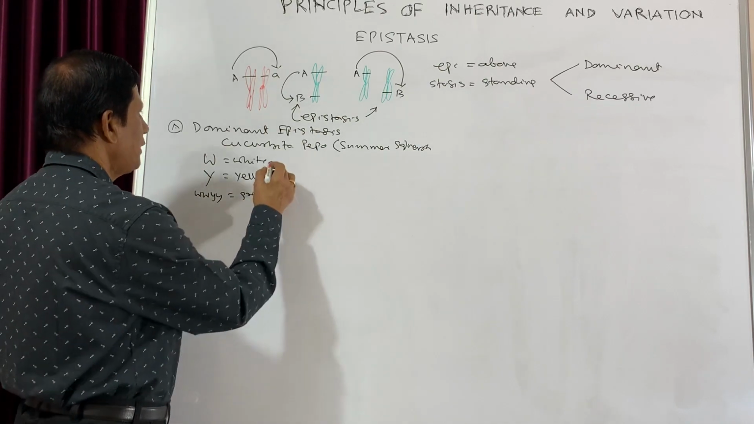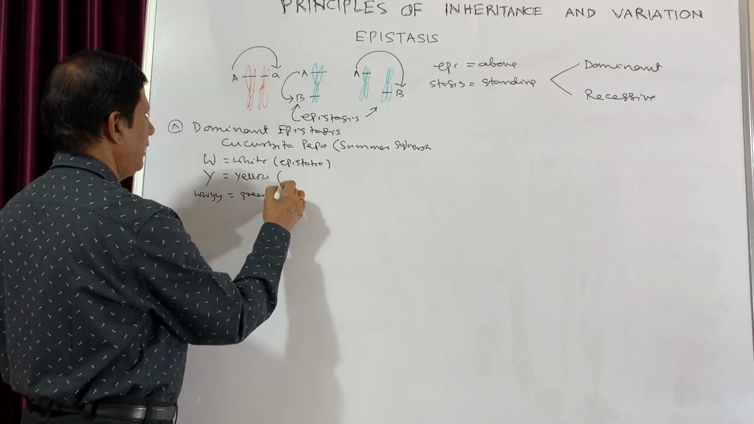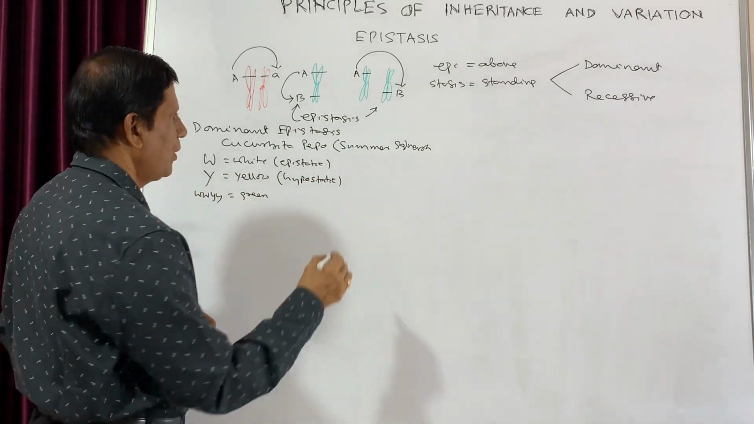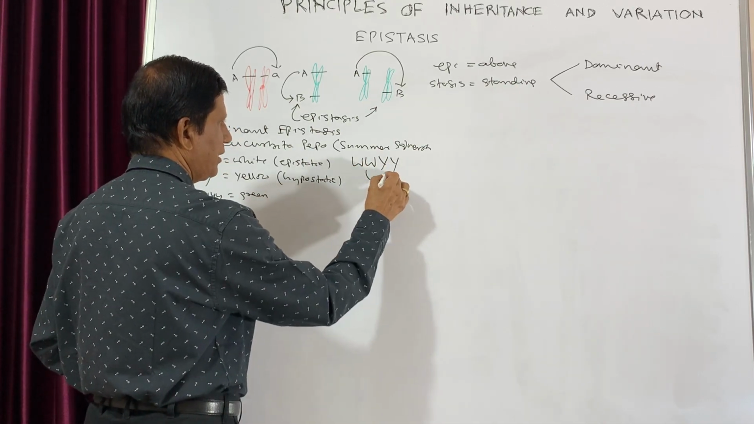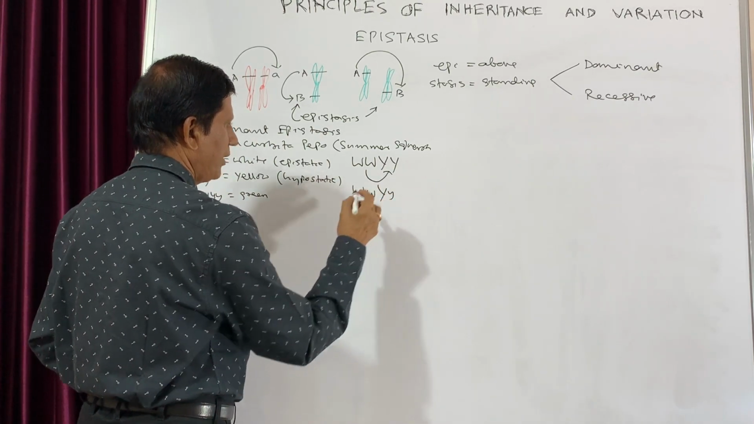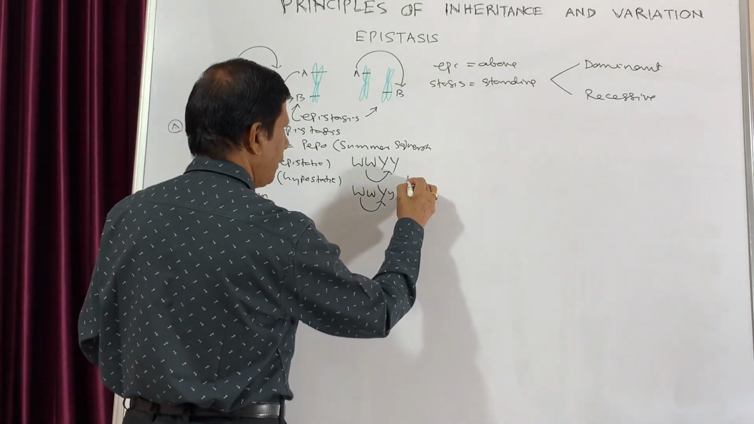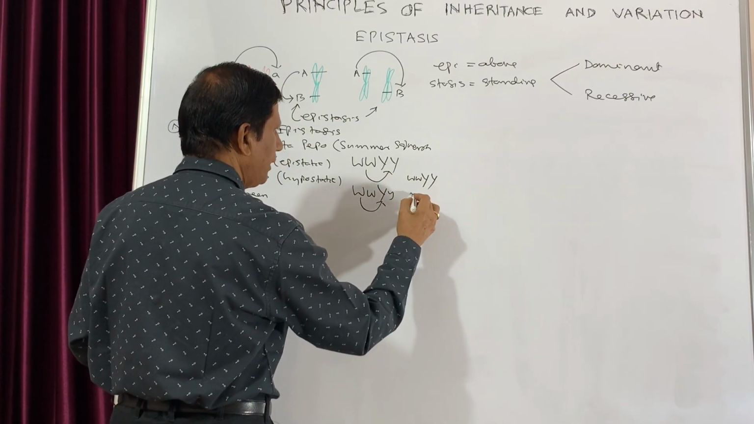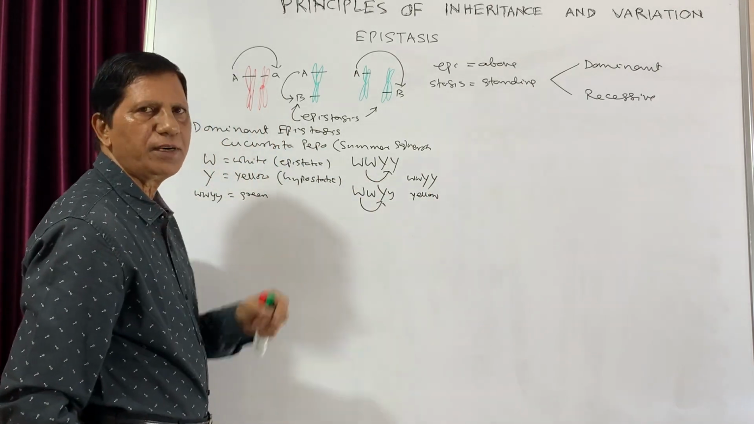Now this W is epistatic, while the Y is hypostatic. That means when it is present in WWYY, this will suppress the expression of the Y. When it is present in the heterozygous form, then also it will be dominant over it. That means epistatic. But only when it is present in this form, or one Y may be there, then it will give rise to only yellow color, because the dominant W form is absent.